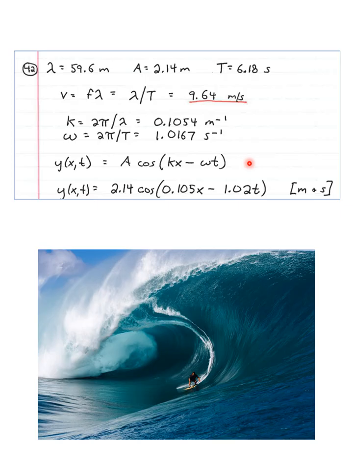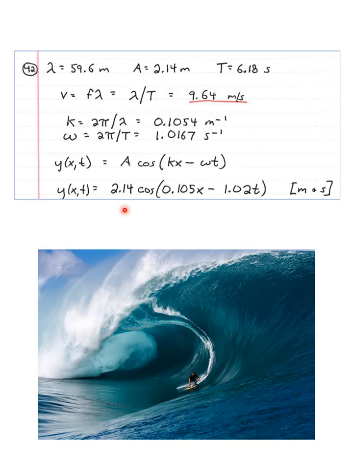We're going to need k and we're going to need omega. So k, the wave number, is 2 pi over lambda, 0.1054 per meter. Omega is 2 pi over period, so you should get 1.0167 radians per second. And now let's plug all these values into the equation.